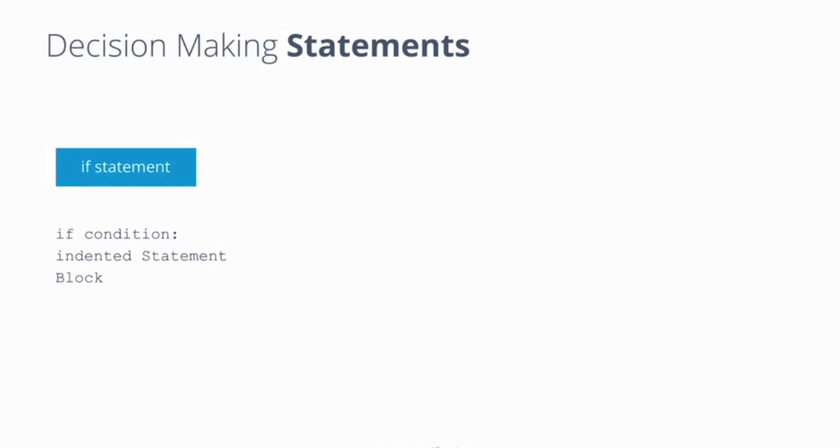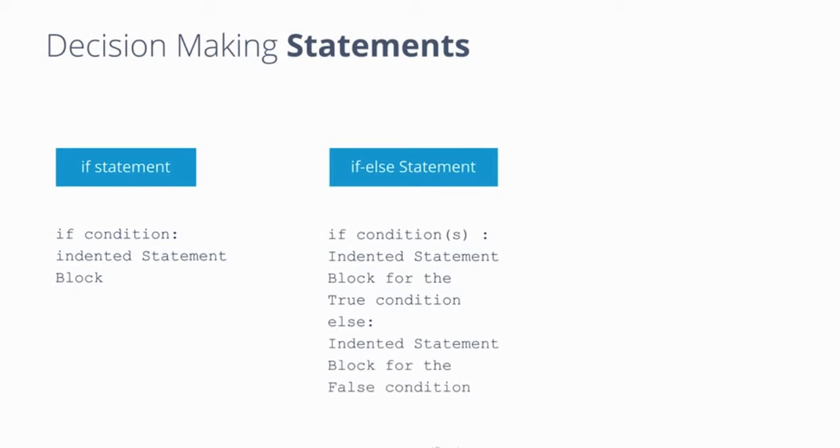The if statement is used to check a condition in the program. If the given condition is true, then only the if block is executed. Otherwise, the execution proceeds to the next block of code. The if-else statement contains the else block, which is executed when the given condition is false.